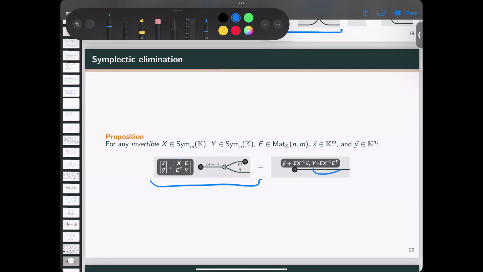I have this rule, which is essentially the Schur complement of this big matrix here on the left with respect to the top left X part. And I also have this additional new symplectic translation part that I get from doing this elimination.